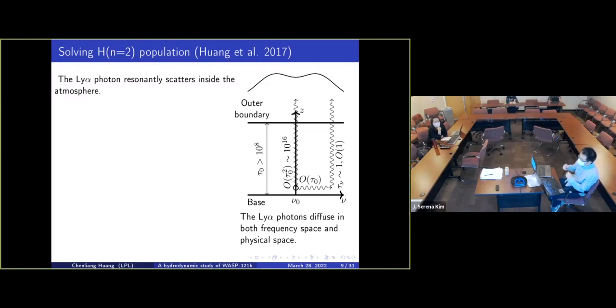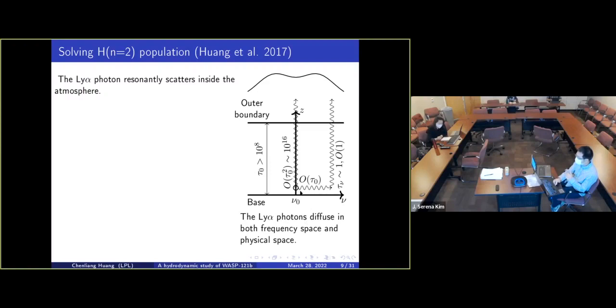When the Lyman alpha photon is scattering inside the atomic hydrogen atmosphere, it not only scatters in physical space, it can also scatter in frequency space, because when it goes away from the line center, the scattered one is also most likely at the line wing. If you go to the line wing, the scattered one is always at the line wing. So on the right-hand side, this is a cartoon. The y-axis is the physical space, and the x-axis is the frequency space.